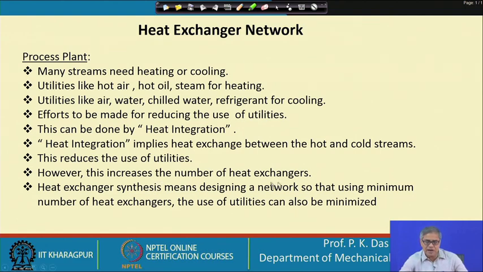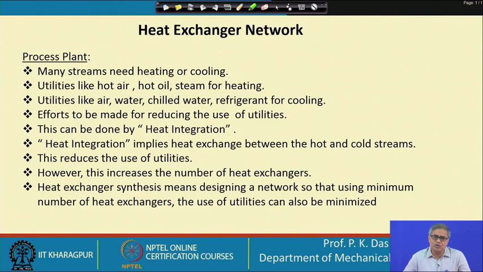However, this increases the number of heat exchangers. So, obviously, when we like to do this, we probably need to have a larger number of heat exchangers. Heat exchanger network synthesis means designing a network so that using a minimum number of heat exchangers the use of utilities can be minimized. So, we want to do two things.